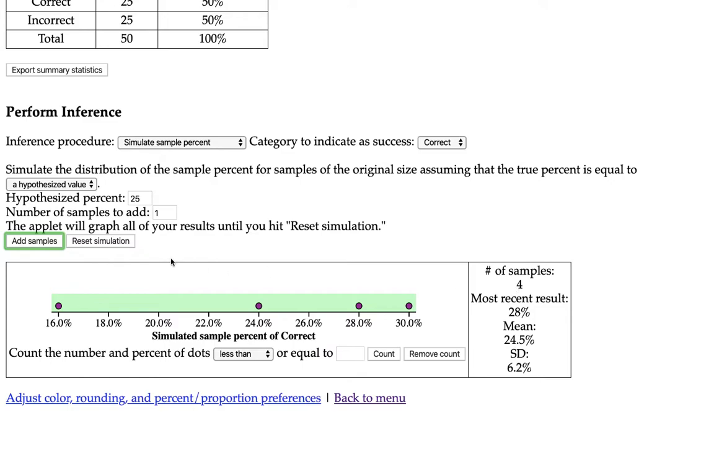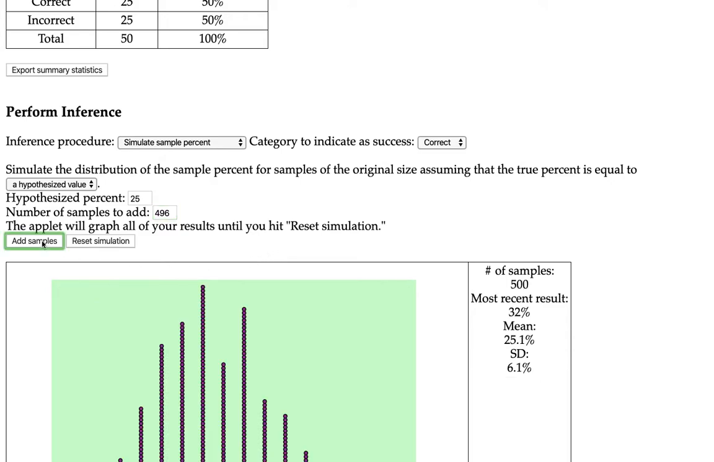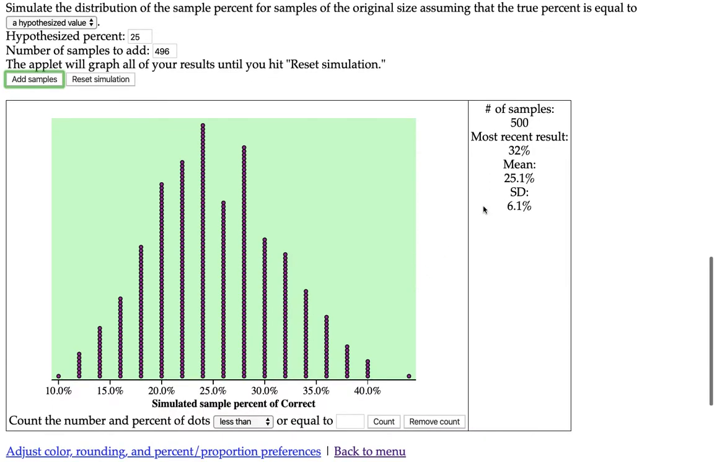I am going to add here another 496 tests. So this will be Jake sitting down for hours and hours and hours and just taking this 50 question multiple choice test and randomly guessing another 496 times. So let's see what happens when I add those in. You can see over here, I now have 500 tests. So Jake has taken it 500 times. The average score on all of his tests is a 25%, which makes sense because we expect him to score a 25%. He's just randomly guessing.